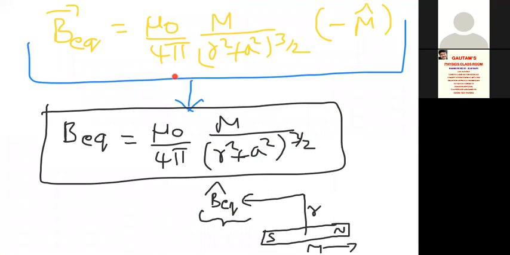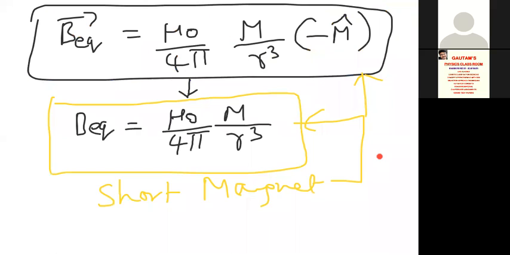That is, B equatorial is mu naught by 4 pi, m by (r square plus a square) whole power 3 by 2. This is with the vector form, and this is without vector form. After that, we discussed the short bar magnet. For a short magnet, in the denominator we have r cube, here also r cube, with vector form and without vector form. This is the explanation for the equatorial point. When we want to find the magnetic field on the equatorial line, this is the expression.